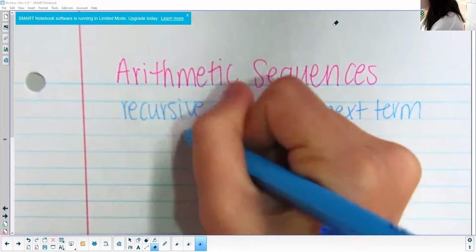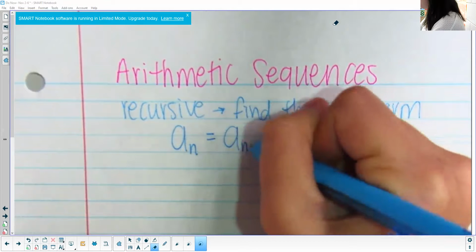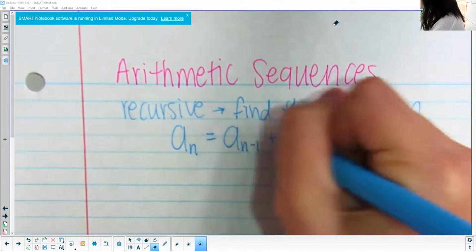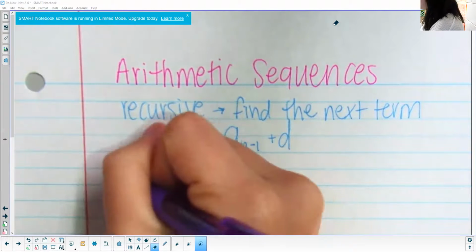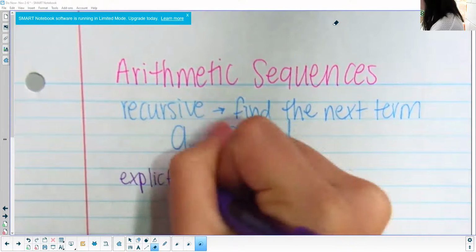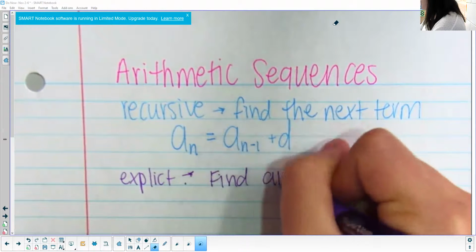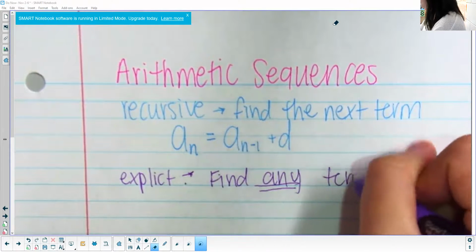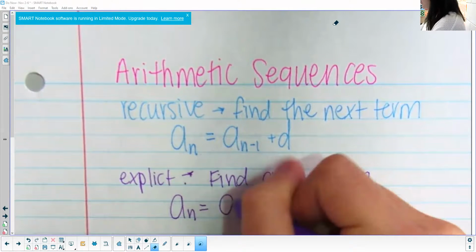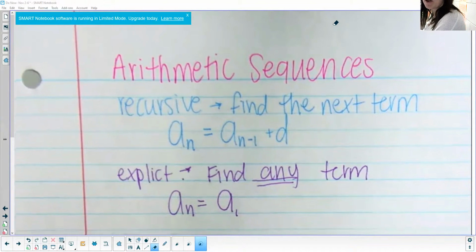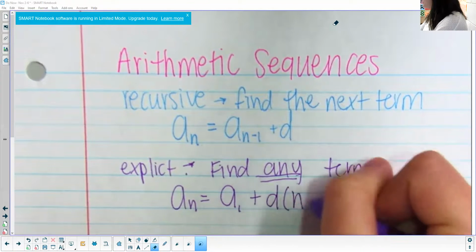All right, and that formula looks like this. A sub n is equal to a sub n minus 1 plus our difference. Whereas the explicit formula helps us to find any term. That one looks like this. A sub n is equal to my first term, a sub 1, plus my difference times n minus 1.